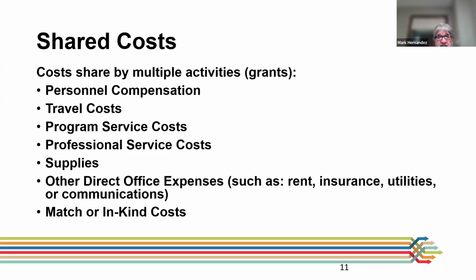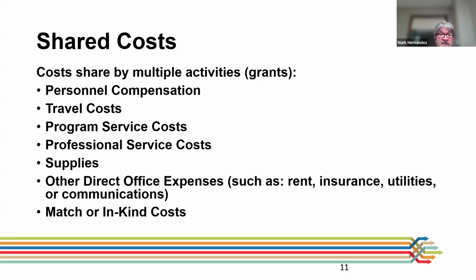Program services cost, again, would be the same way. You might have a counselor that you're sending for split services and split grants. Then you would use a shared cost in that situation. Professional services, again, which could be the counselor or other things, legal services, might be another part of a shared cost allocation.